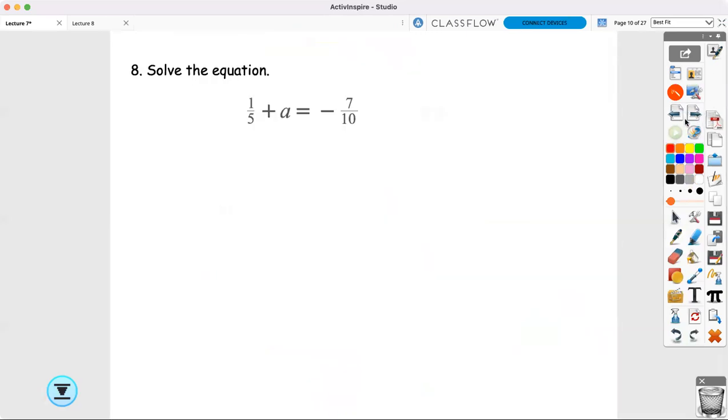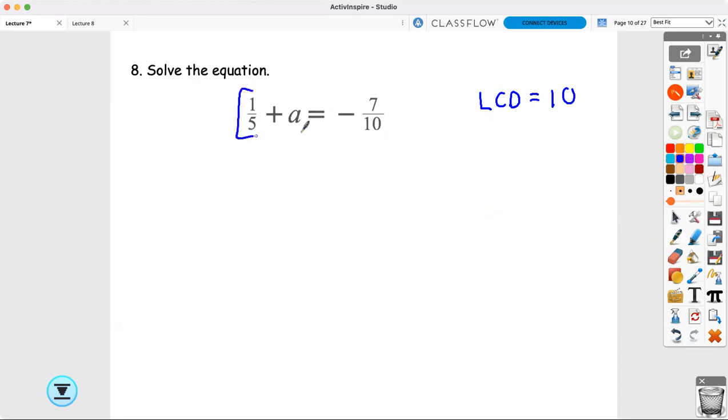Solve the equation 1/5 plus a equals -7/10. We need to find the LCD of the two denominators, 5 and 10. Now we can tell that the multiples of 5 after 5 are 5, 10. 10 is here, so the LCD will be 10.